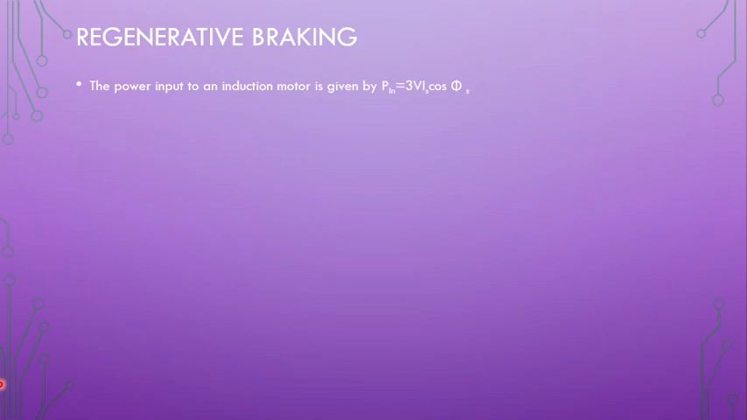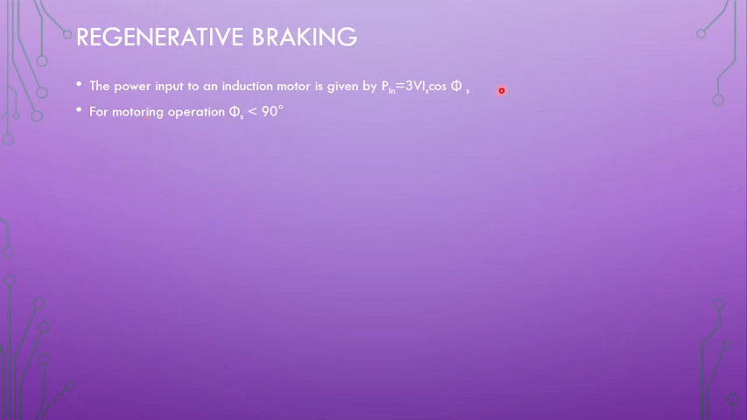The power input to the induction motor is given by this particular equation. This is the three-phase power, 3 V I cos phi, and these are the phase values, where V is the phase voltage, I_S is the stator current per phase, and phi_S is the power factor angle. This product is well known to us. Now if this phase angle, that is the angle between supply voltage and the stator current, is less than 90 degrees, mathematically we call it a motoring operation.